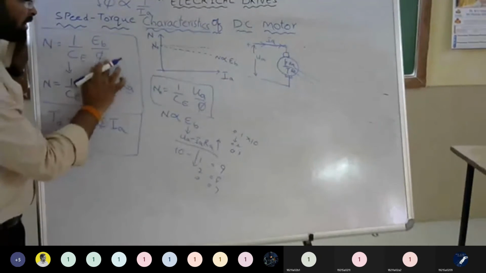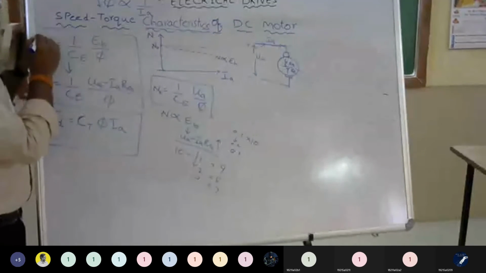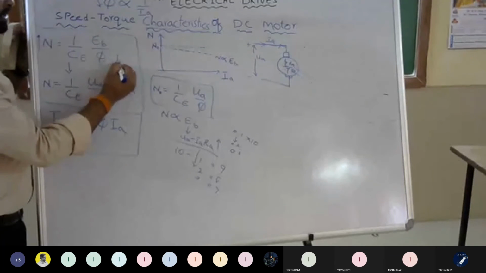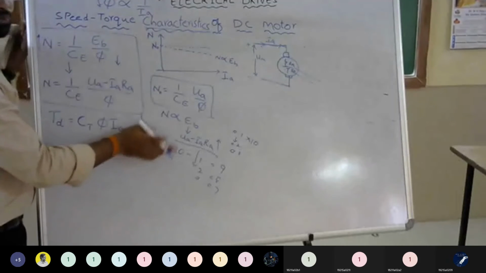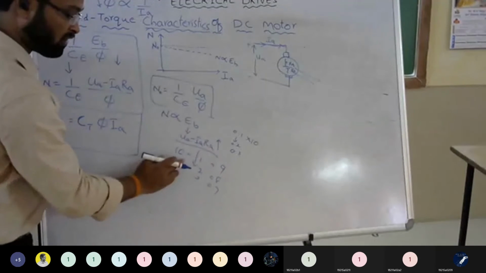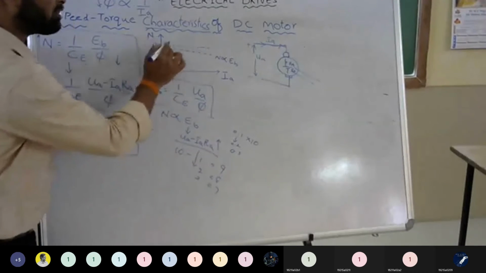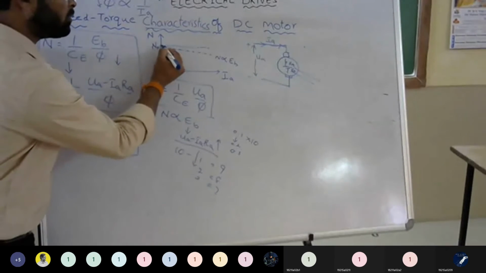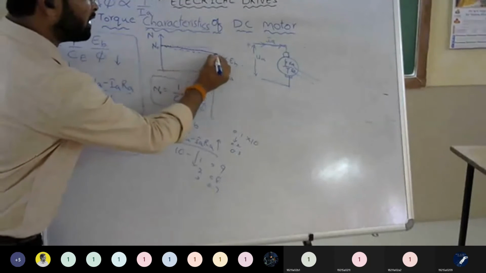So if flux is also decreasing, the total value of N will increase. When the denominator is decreasing, the total value will be increasing. So this will compensate with this one. When IA is increasing, the value is decreasing, but phi is also decreasing. That's why the total value will increase, but that value won't equal N0. It will be somewhere in the middle.